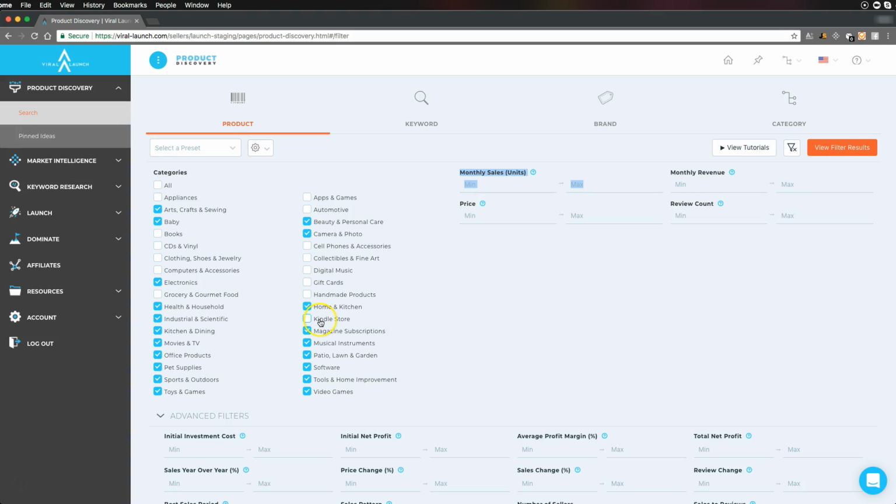We're not going to be private labeling anything in the Kindle store. Magazine subscriptions, of course, we're not going to be doing our own magazine. And then video games and software are essentially two more that we can't really sell in unless you have your own software, but that kind of defeats the purpose of selling physical products on Amazon. So once you have those selected, right? Oh, and let me get rid of movies and TVs because that's another category we can't sell in.